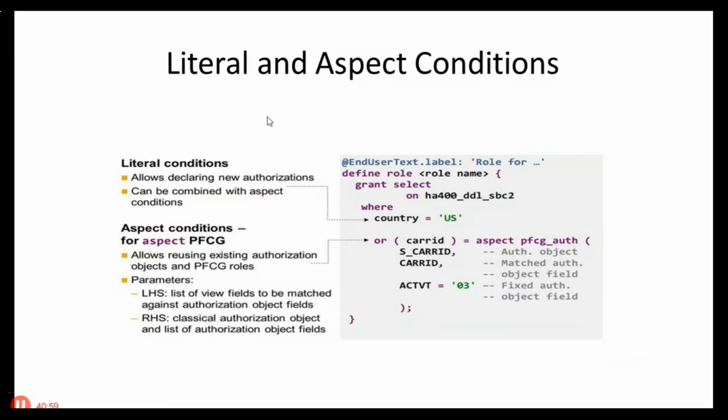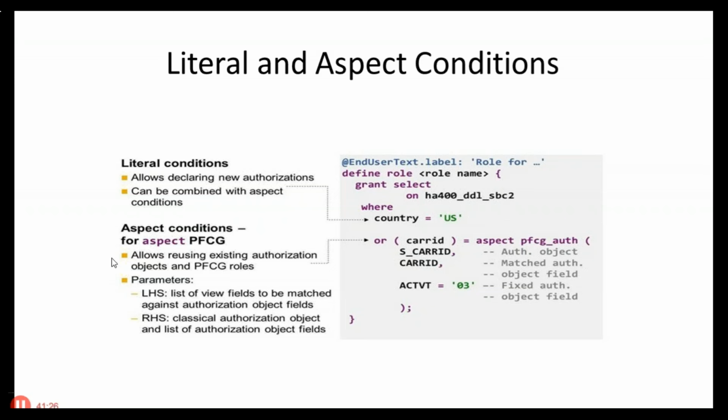Okay, so here we have literal and aspect conditions. Literal conditions allow declaring new authorizations. So we have country equals US, which can be combined with aspect conditions. So we have define role name, grant access on this one, where country equals US. Only for country US we are granting the role. So people can access only the data which is equivalent to country US.